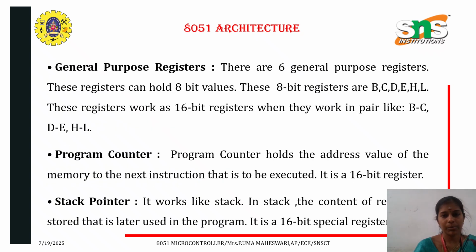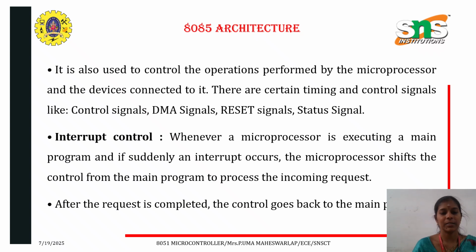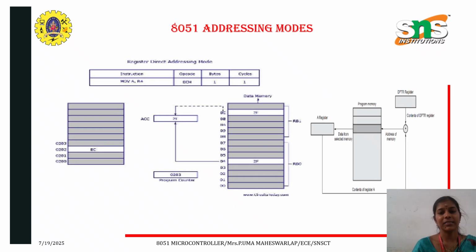The next ones are general purpose registers, program counter and stack pointer. The program counter holds the address of the memory location of the next instruction to be executed. It is a 16-bit register. As I already told you, DPTR and program counter are the two registers we can handle up to 16-bit. Here we also have the temporary register, instruction register, decode, timing and control unit, and interrupt control. And this is the addressing mode of 8051.